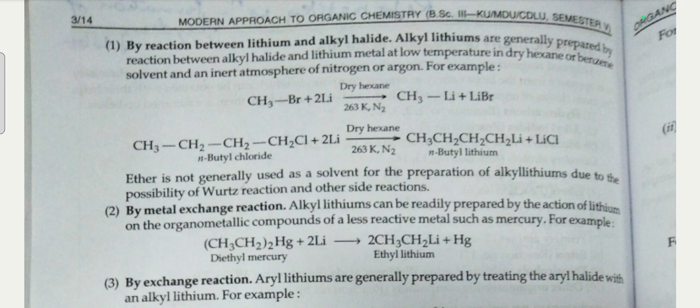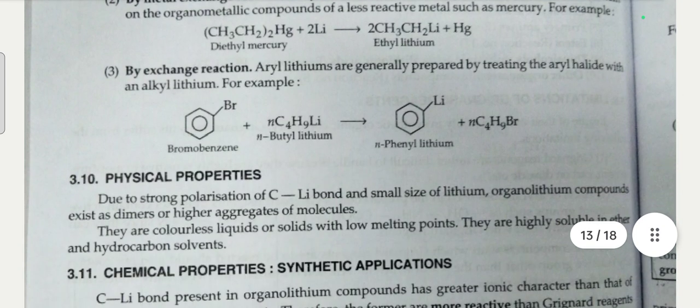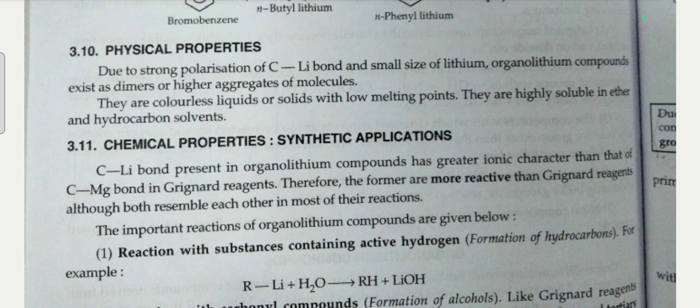Second, by metal exchange reactions. Alkyl lithiums can be readily prepared by the action of lithium on organometallic compounds of a less reactive metal such as mercury. By exchange reaction, aryl lithiums are generally prepared by treating aryl halides with an alkyl lithium. Physical properties. Due to strong polarization of the carbon-lithium bond and small size of lithium, organolithium compounds exist as dimers or higher aggregates of molecules. They are colorless liquids or solids with low melting points. They are highly soluble in ether and hydrocarbon solvents.